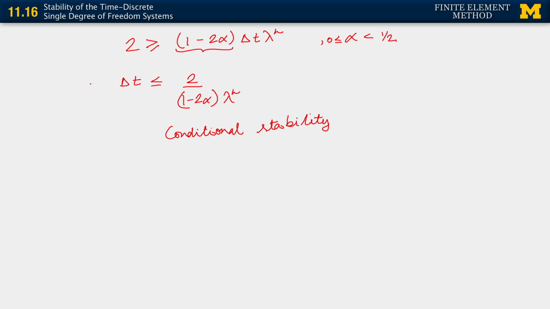Okay, so the algorithm is stable, right? It can be stable, but it depends upon the size of delta t. Okay, conditional stability, which means conditional upon delta t. So delta t has to be bounded by something. Delta t cannot be too big. Sort of makes sense, right?